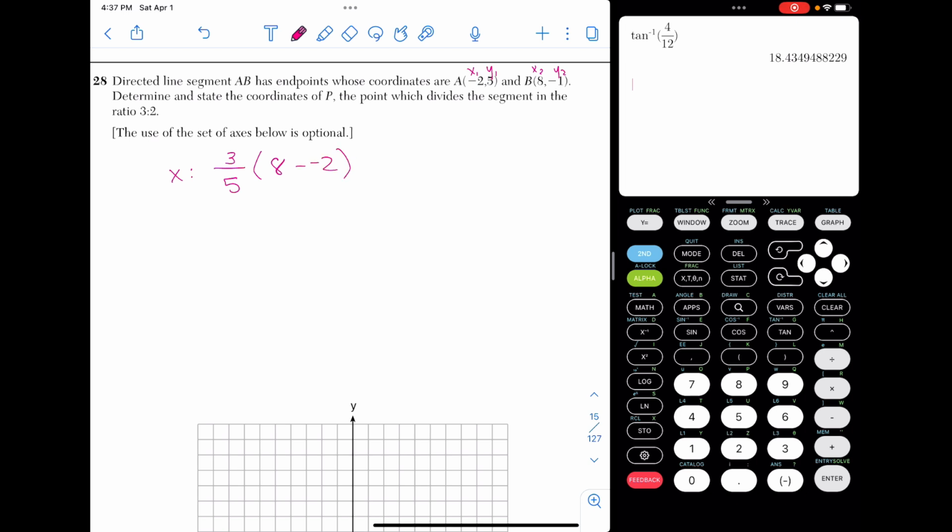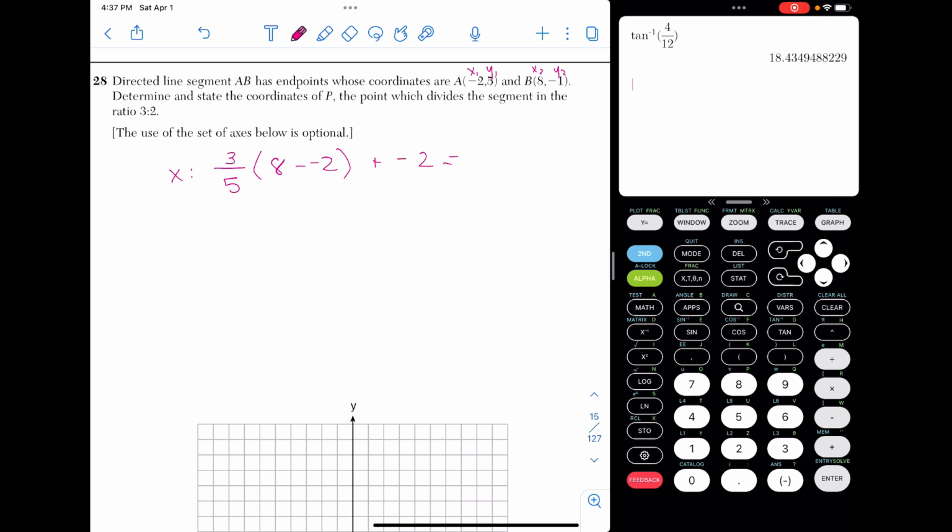That basically means we're finding 3/5 of the distance between -2 and 8. And we're going to add x1 to that because that's our starting point. Sometimes you might see this formula written in reverse where it's -2 plus 3/5 times 8 minus -2. That's fine. That's the same thing. Okay. So let's simplify this.